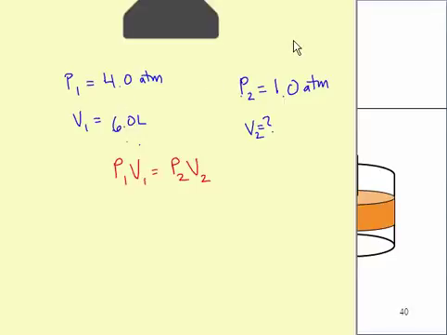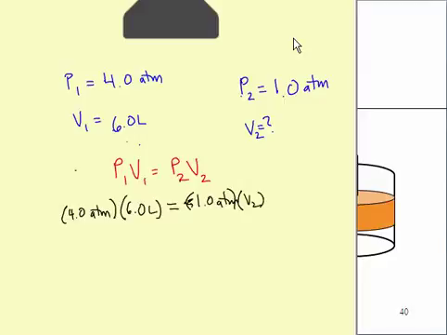So let's plug in our values. Our first pressure is 4 atmospheres, and our first volume is 6 liters. And that is going to be equal to our second pressure, which is 1 atm. And then our volume is what we're solving for.